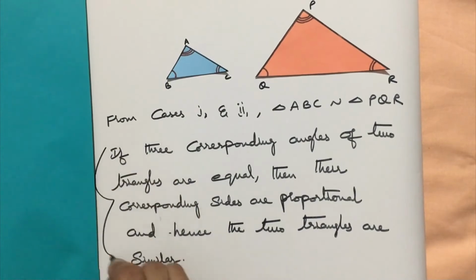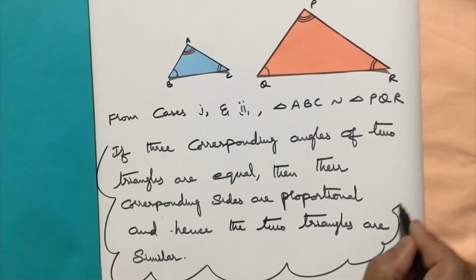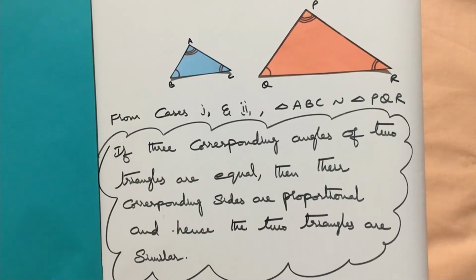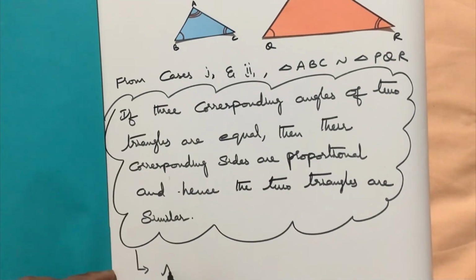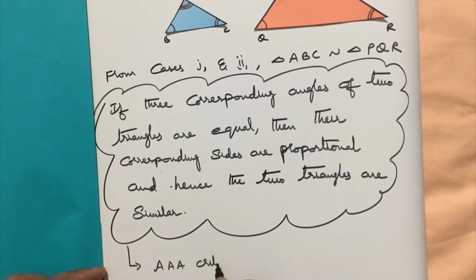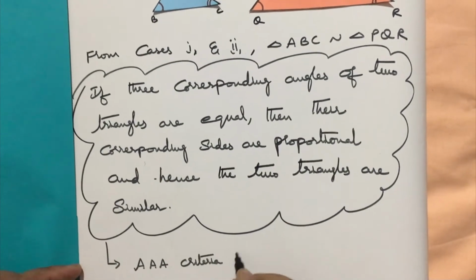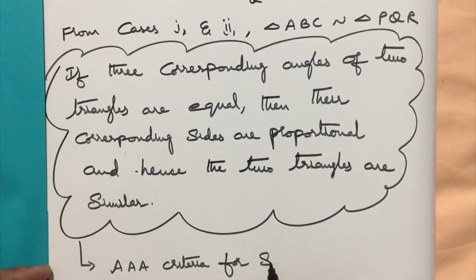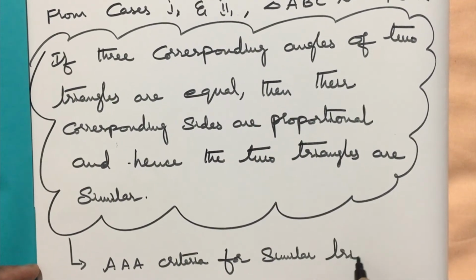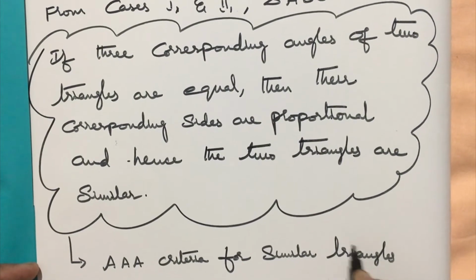This is nothing but what we call the AAA similarity criteria. We can call it the AAA criteria for the similarity of triangles. This is one of the criteria of similar triangles.